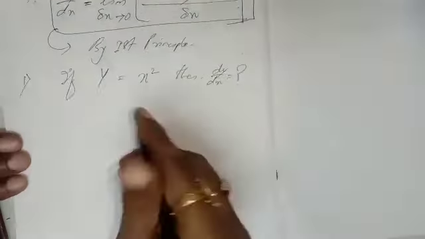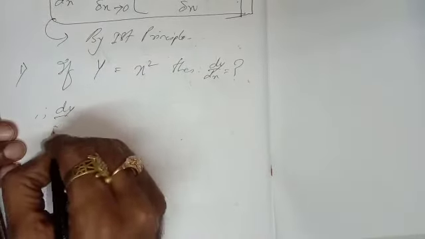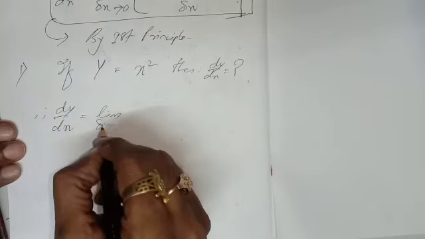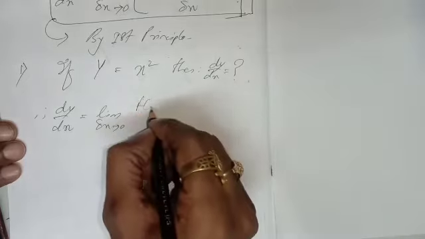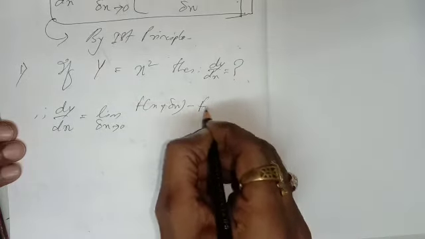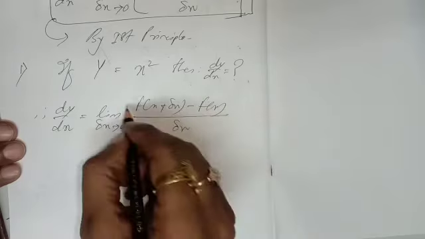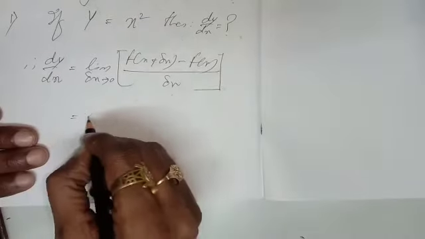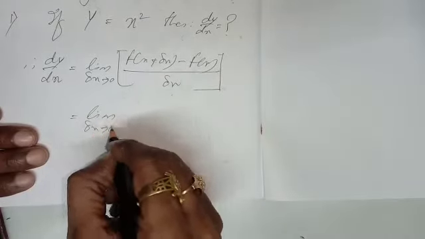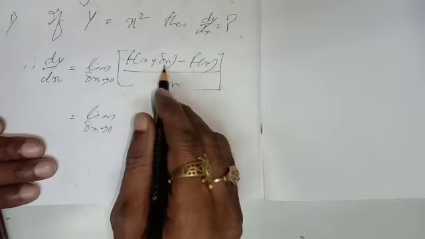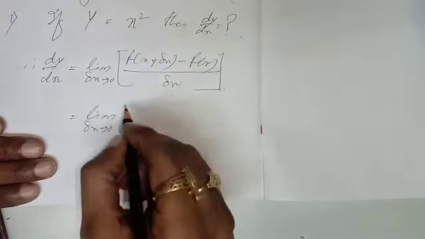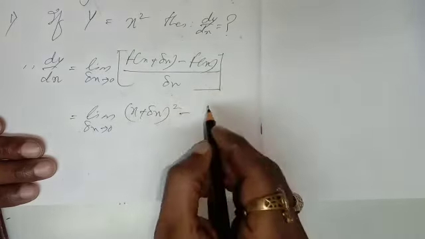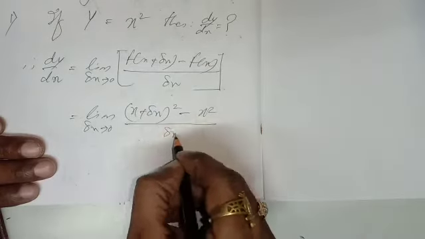As per the previous formula, dy by dx means derivative of y with respect to x is written as limit delta x tends to 0, f of x plus delta x minus f of x divided by delta x. This is the formula required for first principle. Now, limit delta x tends to 0, it is a small increment in x. F of x plus delta x will be how much? This x is replaced by x plus delta x, that will be whole square, minus f of x, that is the given function, x square, by delta x.